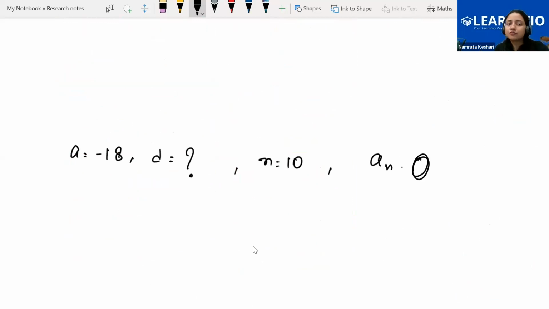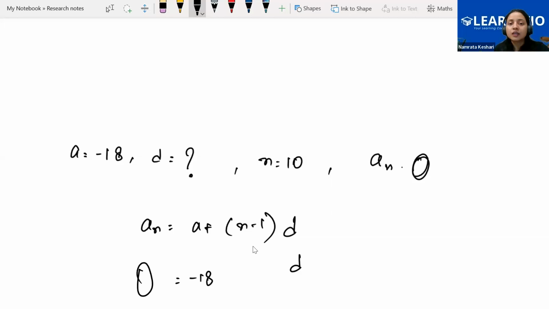So the same formula we will apply. an is equal to a plus n minus 1 into d. d we don't know. a we know it is minus 18. an we know it is 0. That is, the 10th term is 0. At the 10th place, 0 is sitting. That's the meaning of n and an. Minus 18 plus n minus 1, that is 10 minus 1, and d will be as it is.